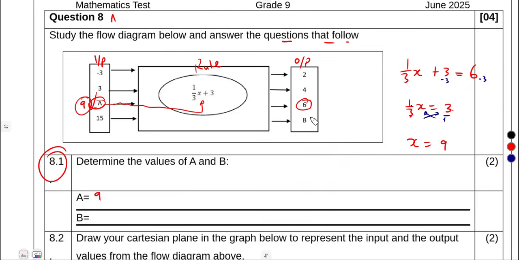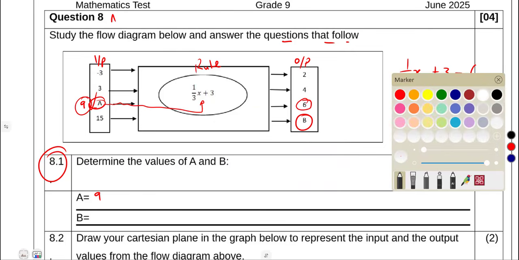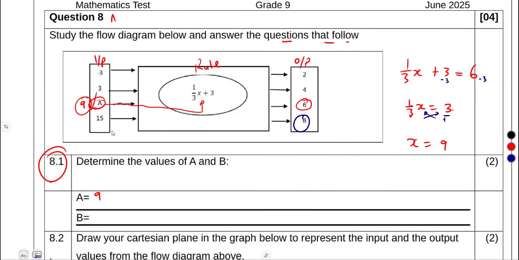Then B was actually the output. If you consider where B is, it is the output when the input is 15. So simply meaning to say, when you substitute in place of x on our input, we substitute that our input is 15 plus 3. We must get the output, which is the y value. But in our case, we can just say it is B. That is our output. So that's it. 1 over 3 times 15 is 5. Then 5 plus 3 is 8.